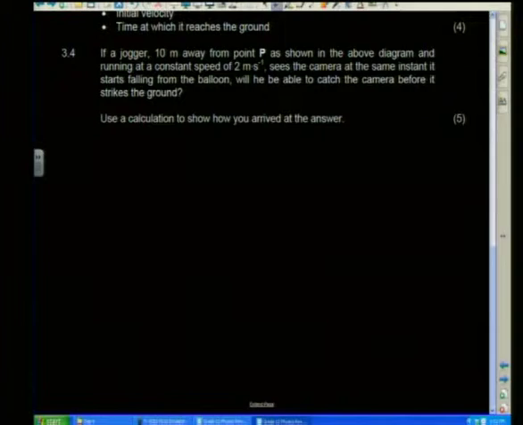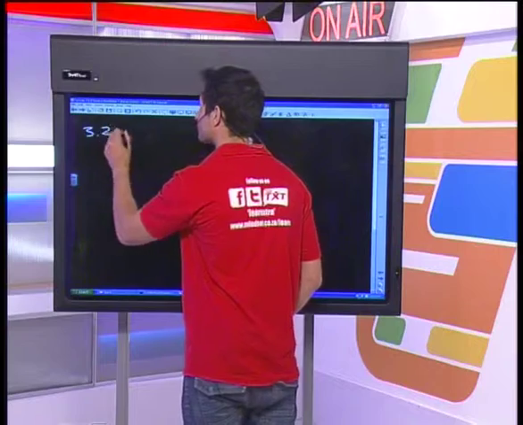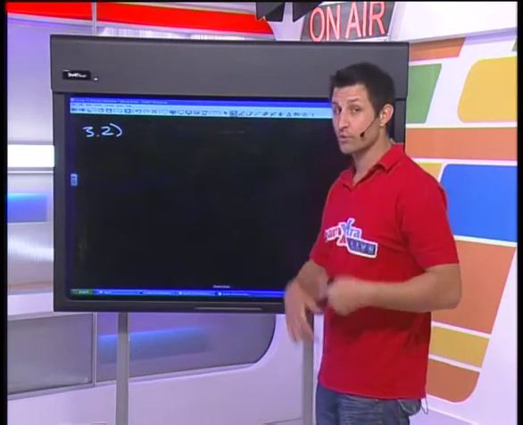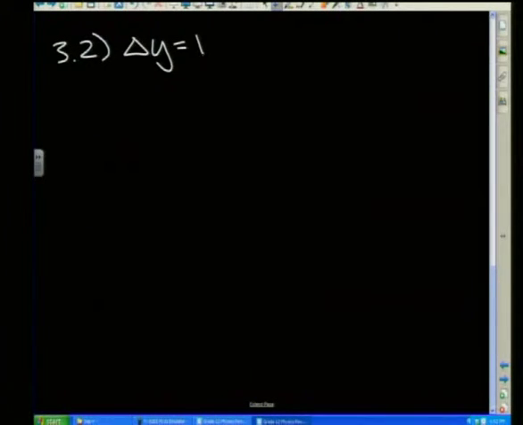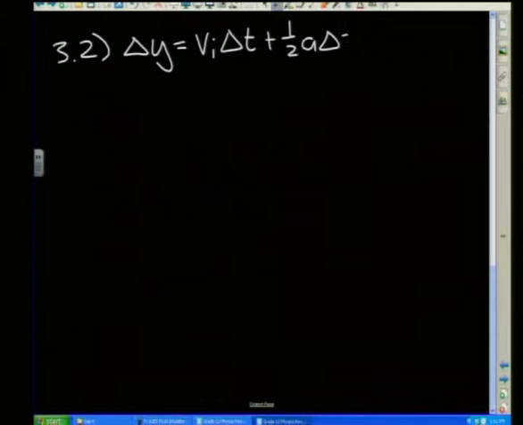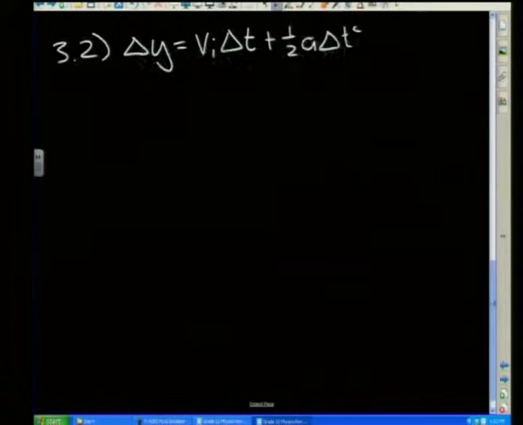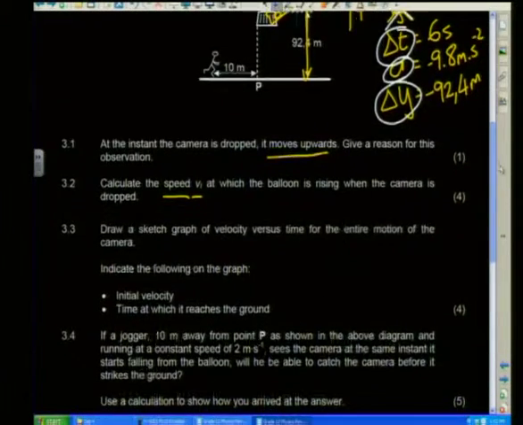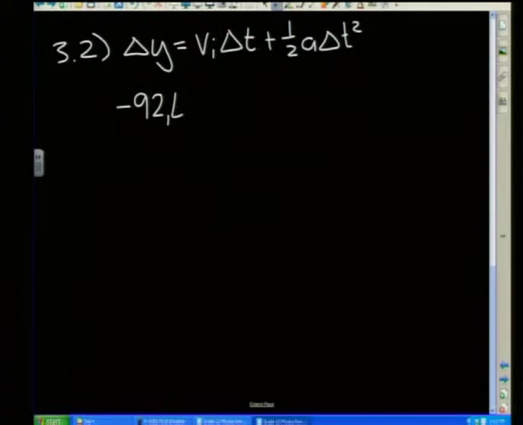We may not get time to go through all of this, but 3.2 is something that I really want to stop and focus on. The only equation which doesn't have VF in it is the one which starts out with: change in displacement is equal to VI delta T plus a half a delta T squared. Now I'm going to substitute in what I've got and see what comes out. I know that my displacement is equal to negative 92.4. Don't forget the signs, because the signs are more often than not the problem.